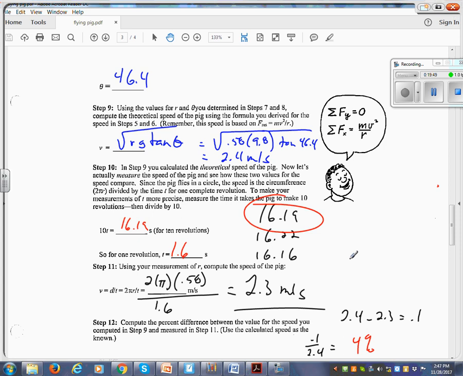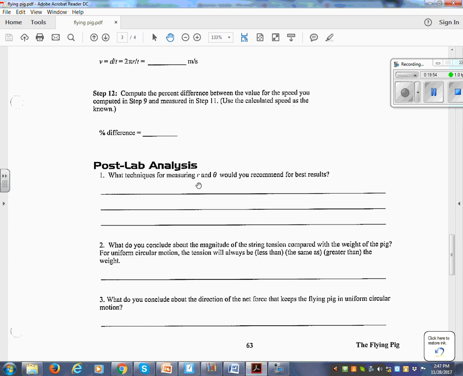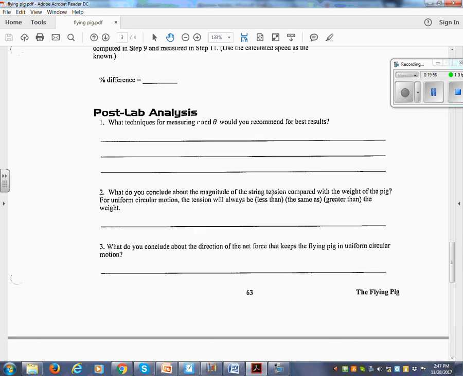Okay, so 4%. What else do we got left? A couple last things. Post-lab analysis. What techniques for measuring r and theta would you recommend for best results? Listen to Mr. Bennett.